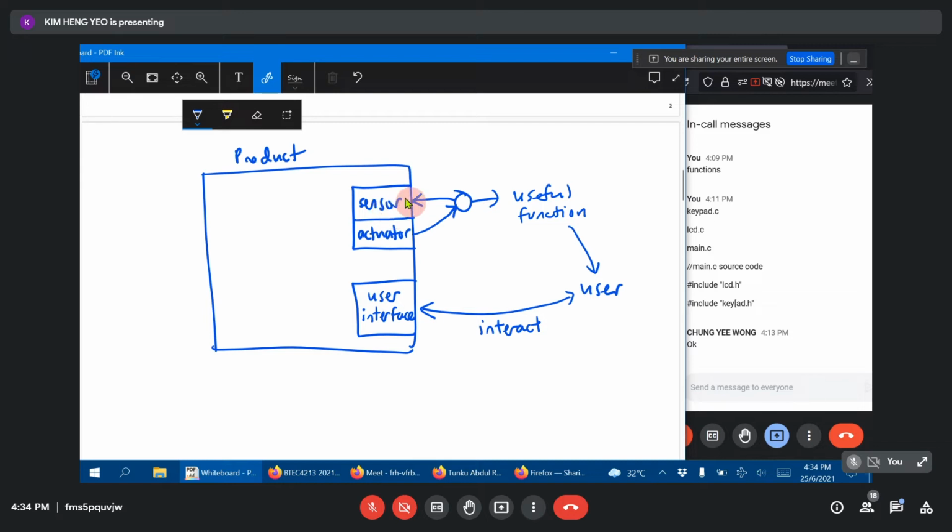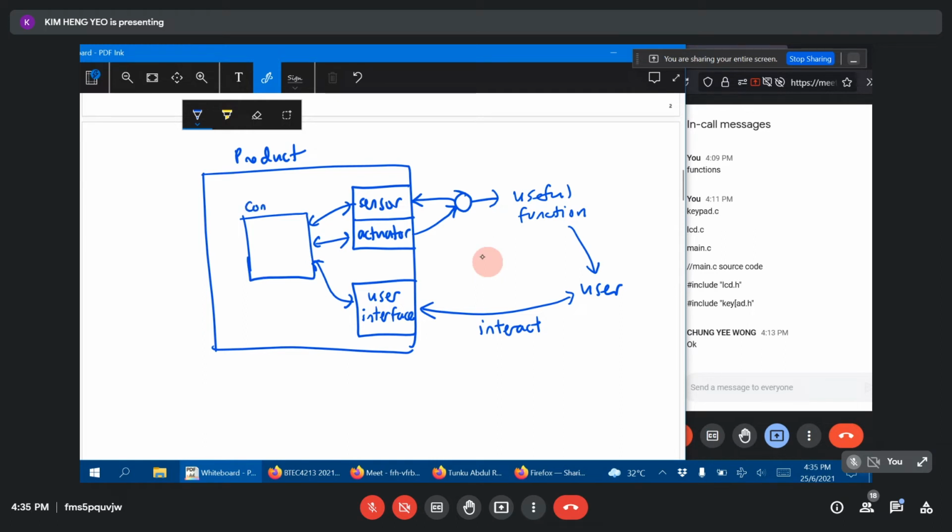Sensors are defined as devices that convert physical change to electrical voltage or current. Actuators convert electrical voltage or current to physical changes. In this case, it is converting electrical power to temperature changes, the heating element. So all these things, sensors, actuators, user interface, they are all controlled by a controller.